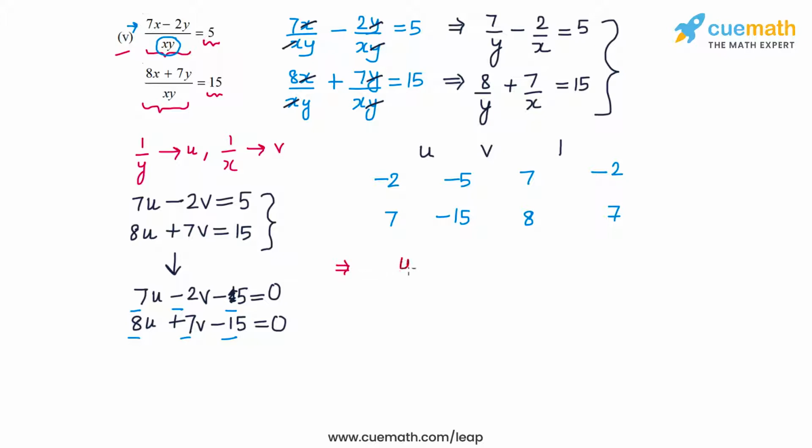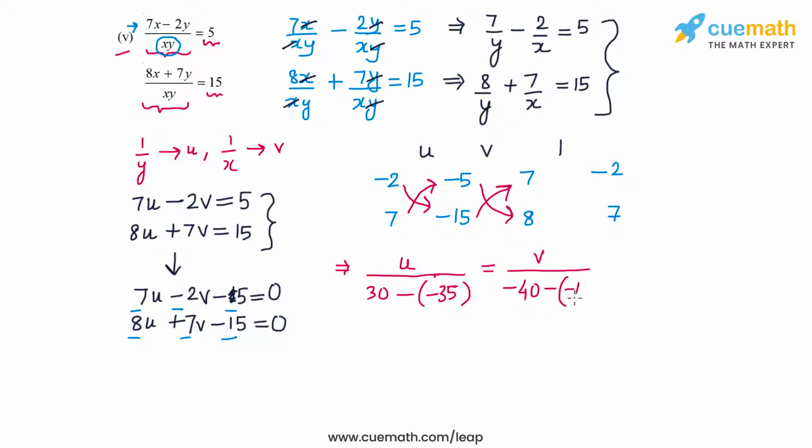So we will get u by minus 2 times minus 15, so that's 30, minus 7 times minus 5, so minus 35. So this is what we get under u, and then under v we will get minus 5 times 8, so that's minus 40, and then minus 15 times 7, so minus 15 times 7 is minus 105, and then under 1 we will get 7 times 7, so that's 49, minus 8 times minus 2, which is minus 16.